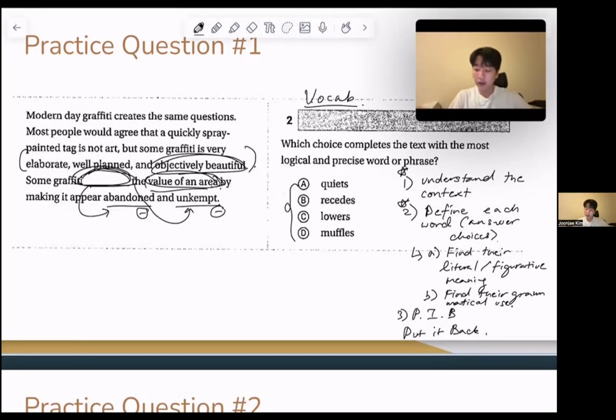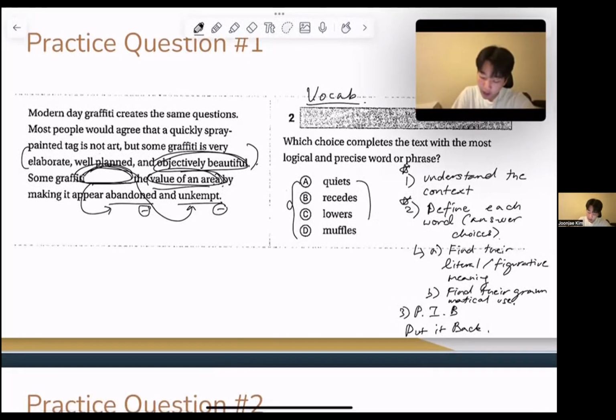So right now, just by looking at the definition, we already know that B might not be the answer, right? So we'll just keep this on the low. C, lowers, just lowering anything. So that has both a literal and a figurative meaning, right? And finally, muffles. Muffles is what? It's similar to quiets, right? It has to do with volume.